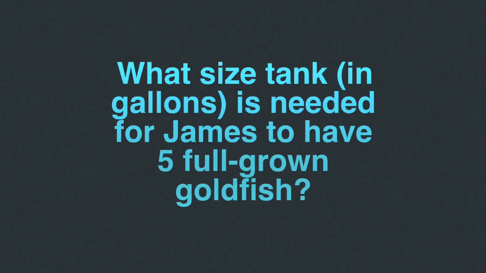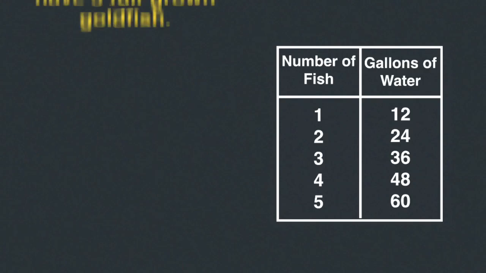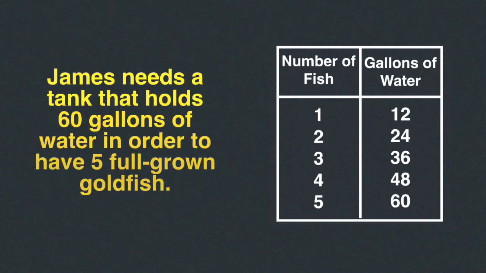And so what size tank, gallons of water, would James need to have if he wanted to have 5 fully grown goldfish? Looking at our table, 5 goldfish. They're at the bottom. How much gallons of water? 60. James needs a tank that would hold at least 60 gallons of water in order to have those 5 fully grown goldfish.